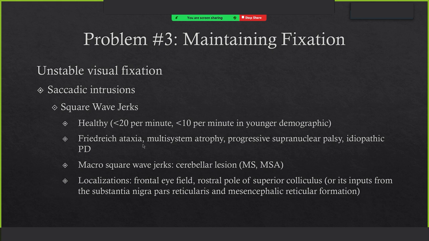Diseases include Friedreich's ataxia, MSA, PSP, Parkinson's. There are many more localizations, which typically apply to the smaller, more subtle square wave jerks. Once they get real big, you're thinking cerebellar.